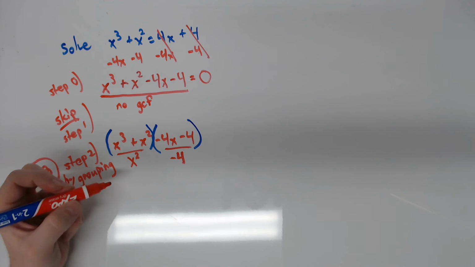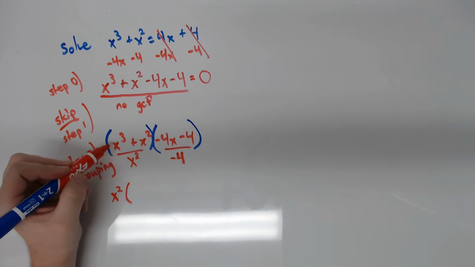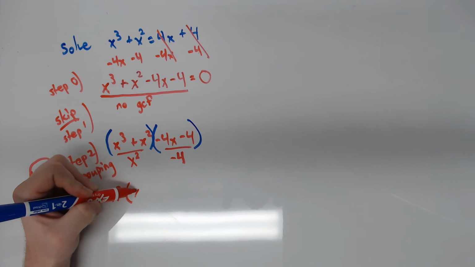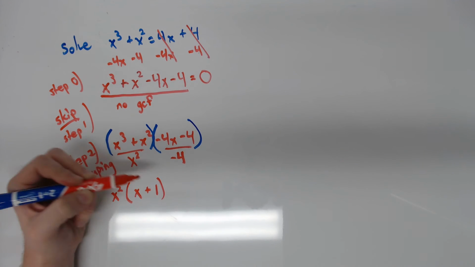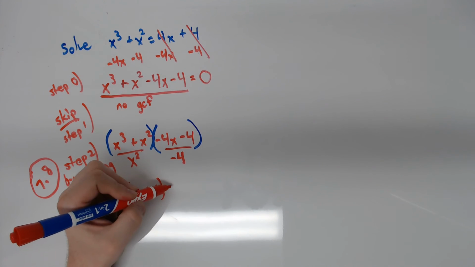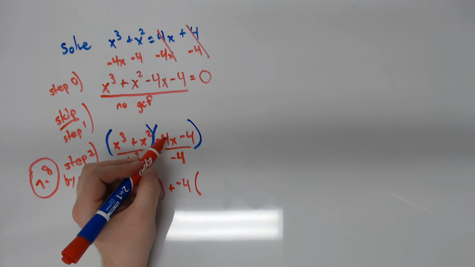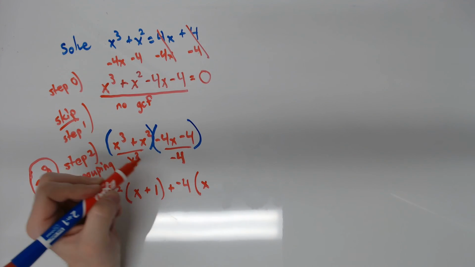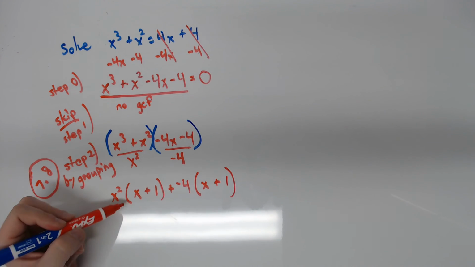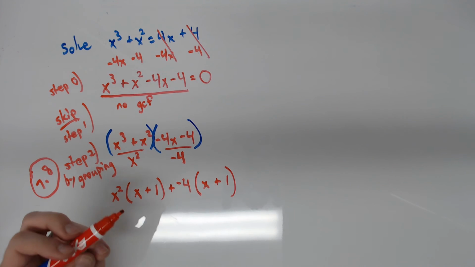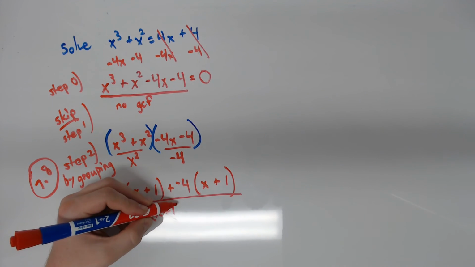Now what do I look like? X squared, and then my leftovers. X cubed over x squared is 1x left, plus x squared over x squared is 1. Anything divided by itself. Then we do plus -4. -4 over -4 is 1 with an x. And then -4 over -4 is just a 1. And look, our parentheses match, which they're supposed to. So I'm going to factor out the parentheses.